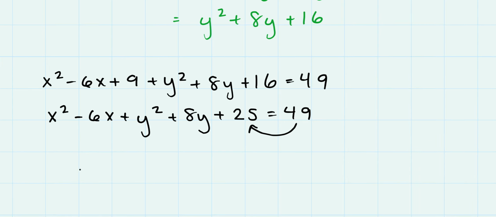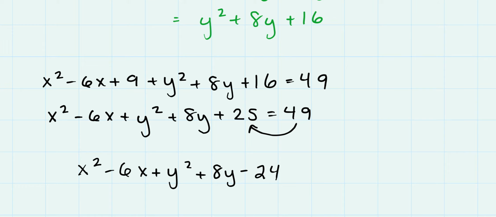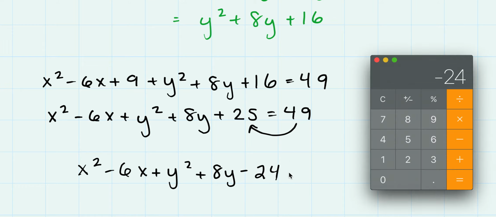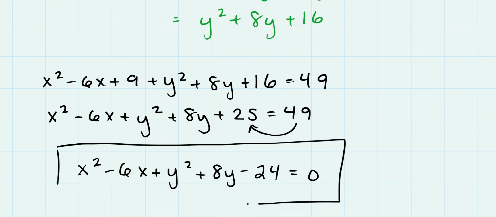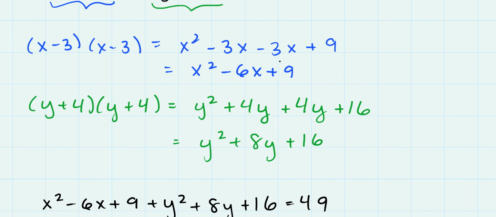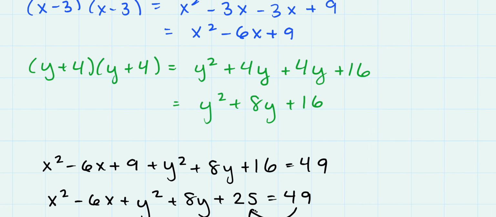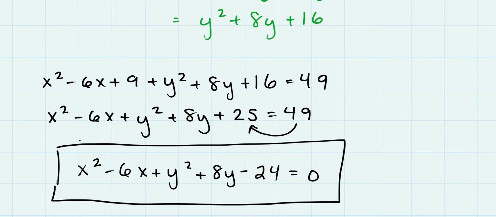So this is going to equal x squared minus 6x plus y squared plus 8y. We said minus 24. Yep. And then that is equal to 0. And this is the general form of that circle. Of course, you can't look at this and say, oh, the center is (3, -4), and the radius is 7. There's no way to tell that from this equation. You have to actually have it in standard form to see that.